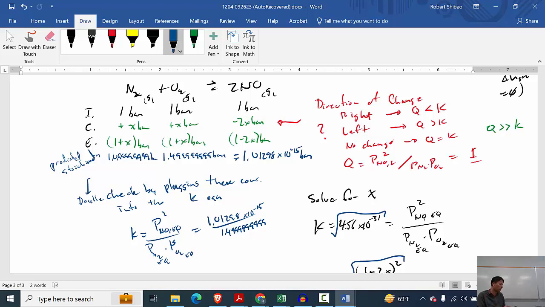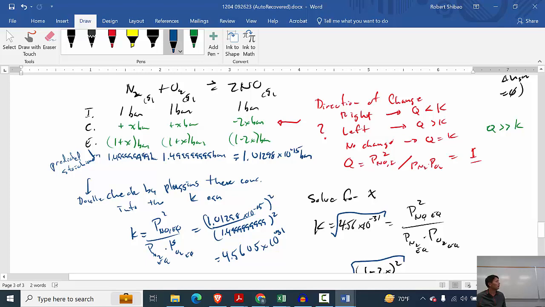And so I'm going to take this number I just calculated here and square it. So square this, and then divide it by this number down here. I need to square this also. 1.4999, that's 3, 4, 5, 6, 7, 8, 9, 10, 11, 12, 13, 14. I'm going to put in 14 nines. I'm going to square that and then set that equal. And so I calculate a K value of 4.5605 times 10 to the minus 31.